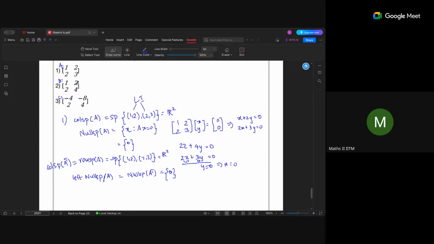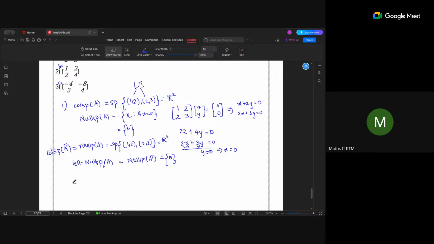Now, what do you observe in the case of B? Are they linearly independent? No, ma'am. These two are linearly dependent. If they are linearly dependent, what will you get as a span? A line passing through the origin. Yes, it is just a line passing through the origin.